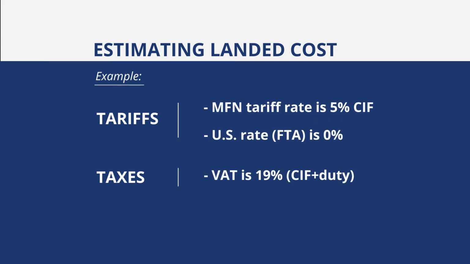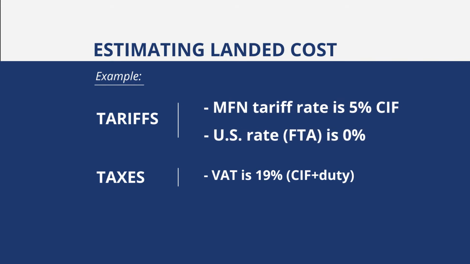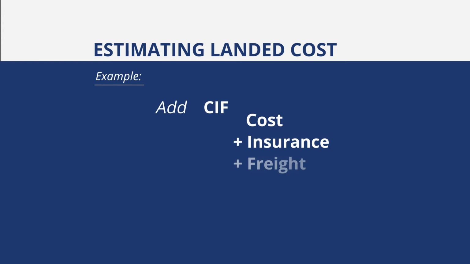In this example, we'll assume the following tariff and tax treatment for a product shipped to another country. The MFN tariff rate is 5% CIF. The US rate on a free trade agreement or FTA is 0%. The VAT is 19% based on CIF plus duty. We'll use the CIF Incoterm since tariff rates are often assessed using this value. CIF is an Incoterm that means cost, insurance, and freight. In addition, most value-added taxes or VAT are calculated on the CIF plus duty amount.